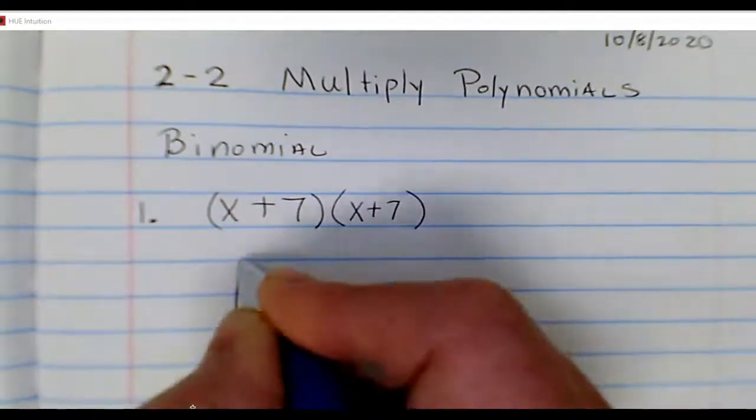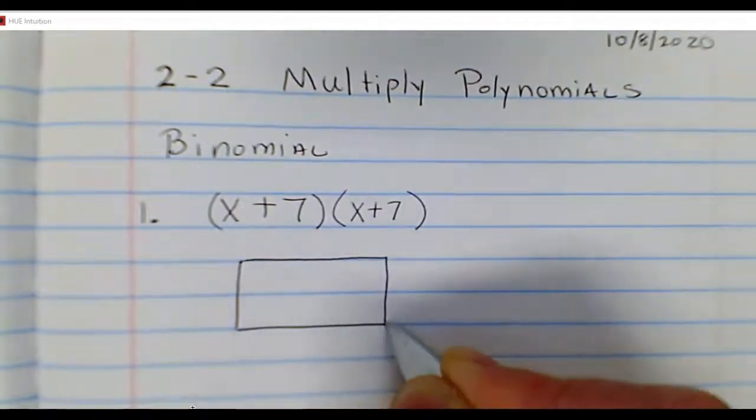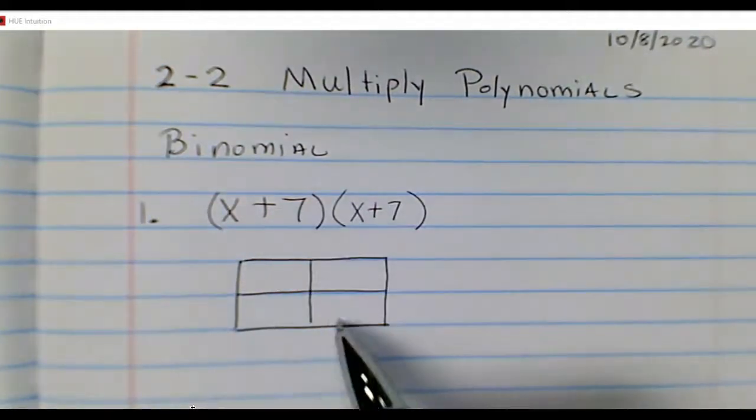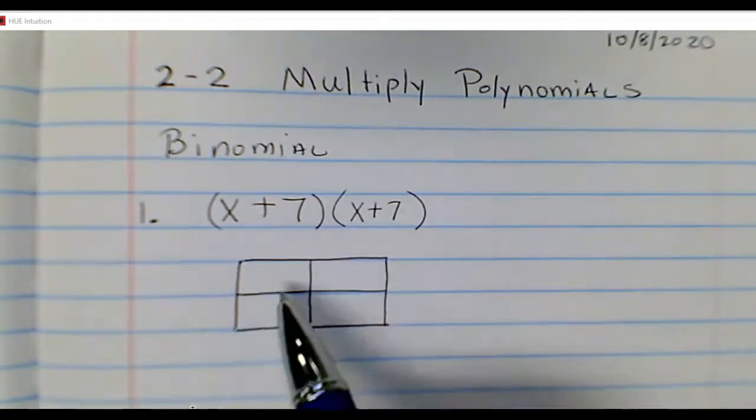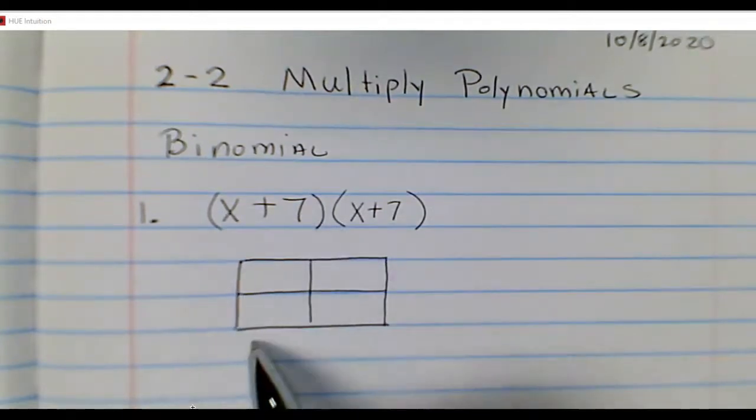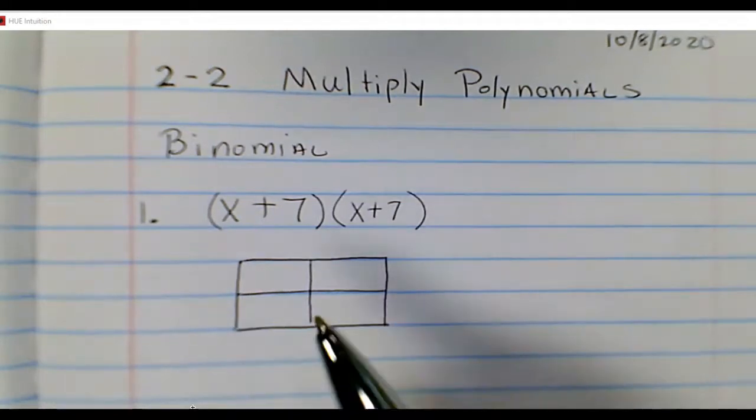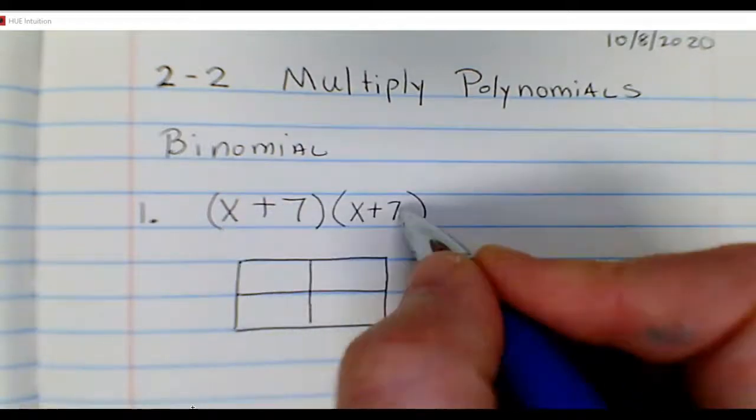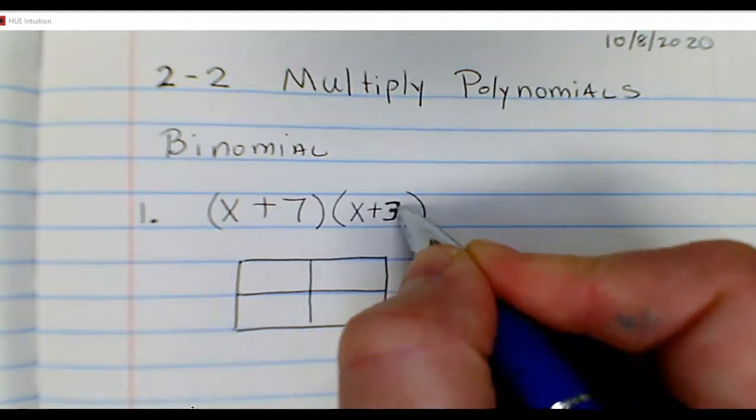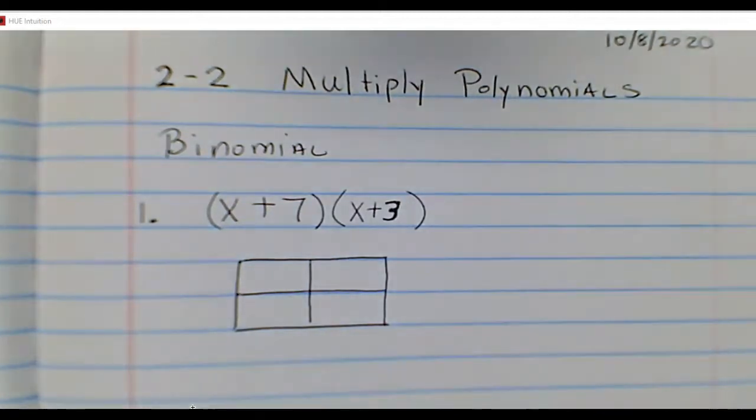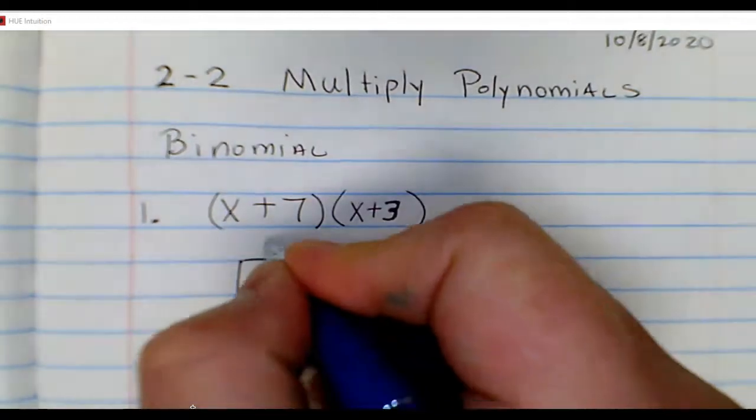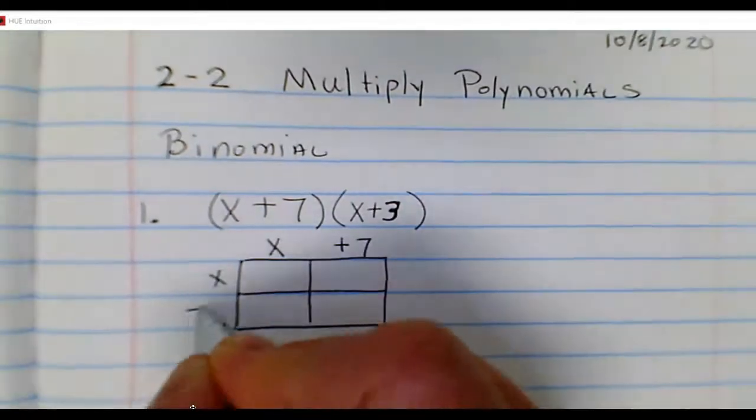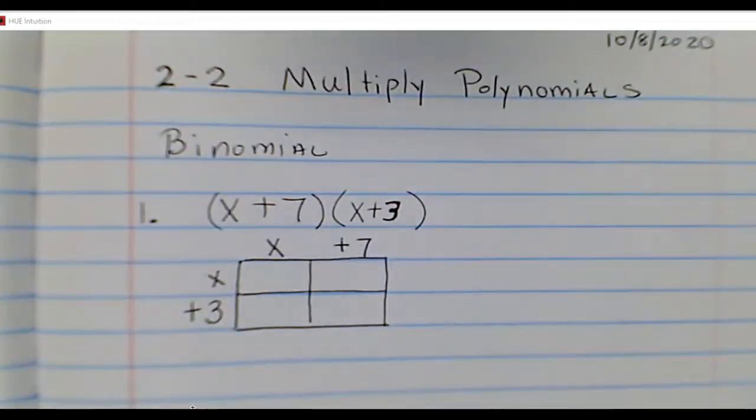I teach this using the box method. Do you see a box? The box has 4 parts. A binomial times a binomial takes a 2 by 2 box. The first, I miscopied that. I changed your notes to x plus 7 and x plus 3. Because the x plus 7 goes at the top of the box. The x plus 3 goes on the side of the box.